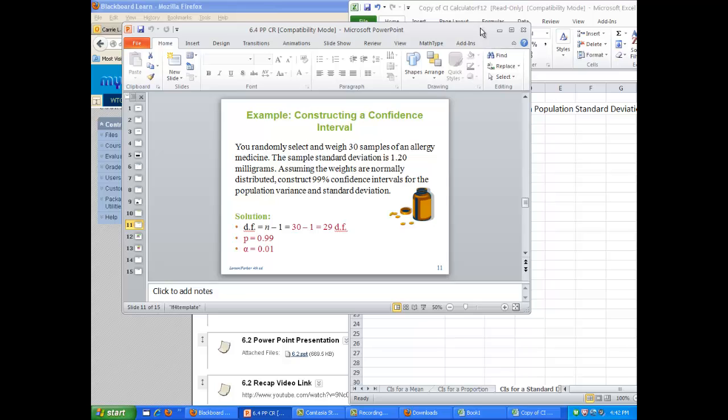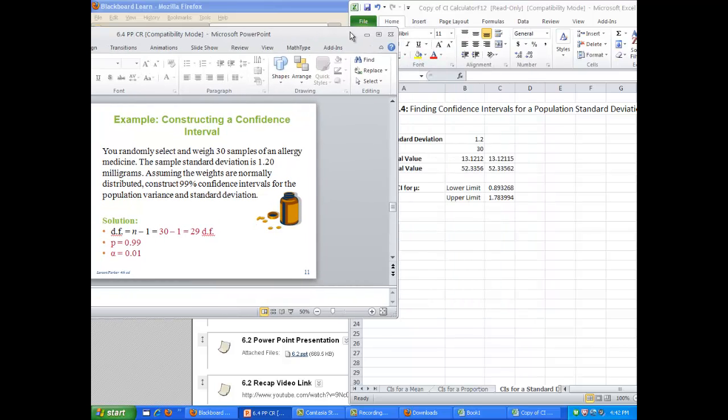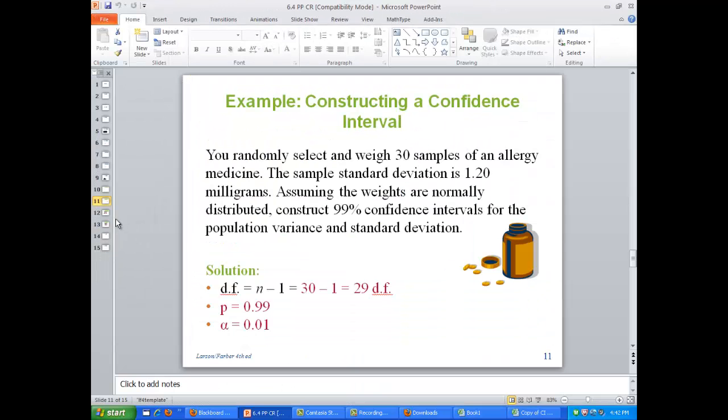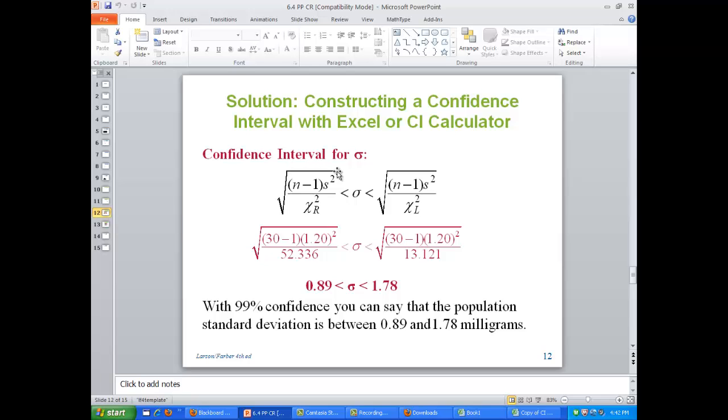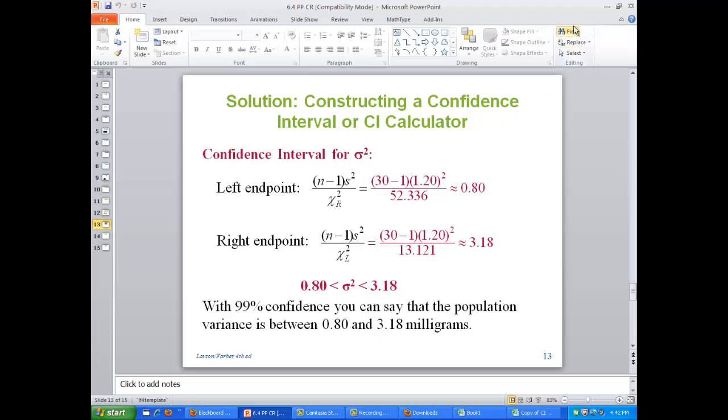So if we go back and look at our PowerPoint, notice that's 0.89 and 1.78. We have just found the confidence interval for the standard deviation. So with 99% confidence, you can say that the population standard deviation is between 0.89 and 1.78 milligrams. We can also find the variance by squaring sigma. So if we square sigma, we get 0.8 and 3.18.